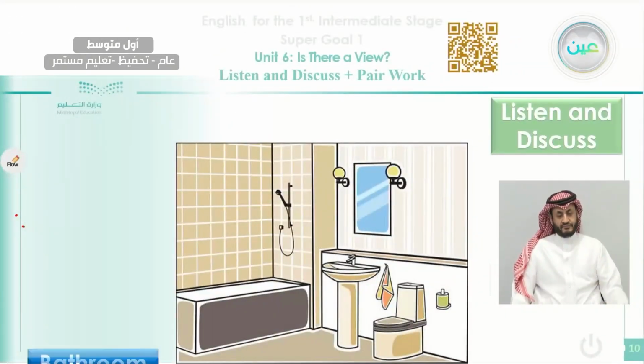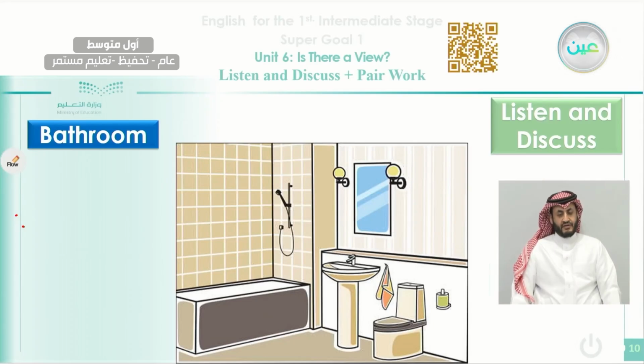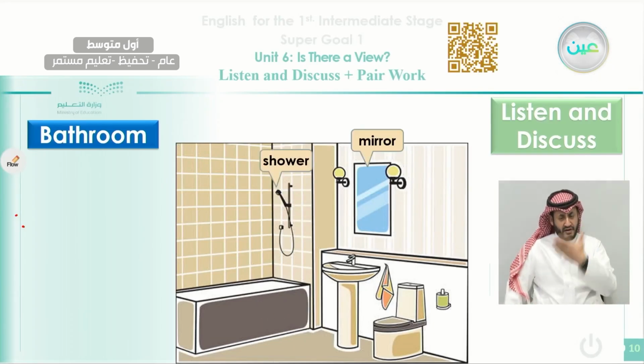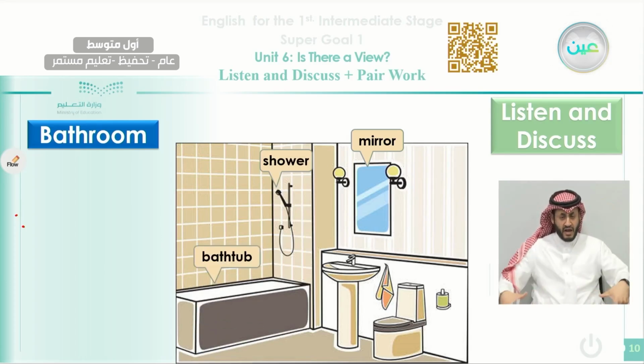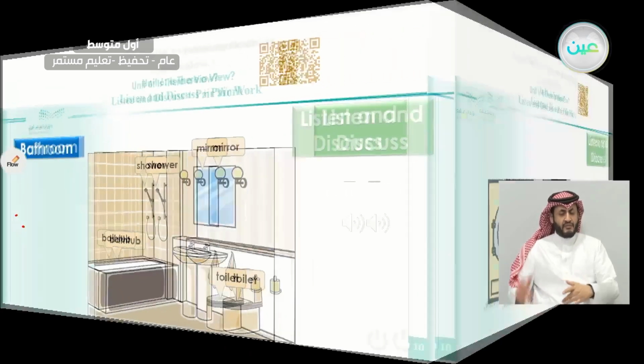This room is also a small room called the bathroom. What is there in the bathroom? We have a mirror, as you can see here. This one is called a shower. And here is a bathtub, as you can see here. This is a toilet, okay?